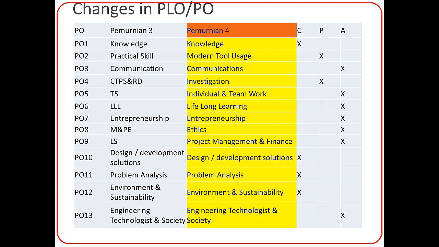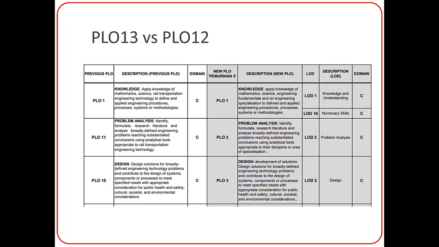Pemunian 4 is for 2nd years and 3rd years generally. So it's slightly different. For example, PLO 2, between 3 and 4, one is practical skill, one is modern tools. PLO 4, critical thinking and investigation, and PLO 9, leadership skills and project management and finance, and so on.